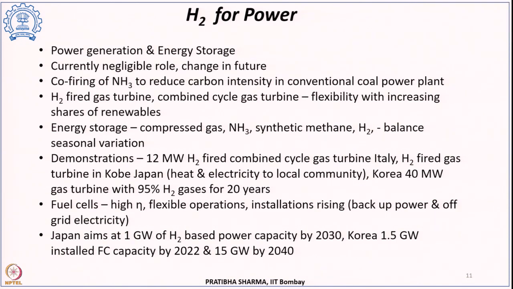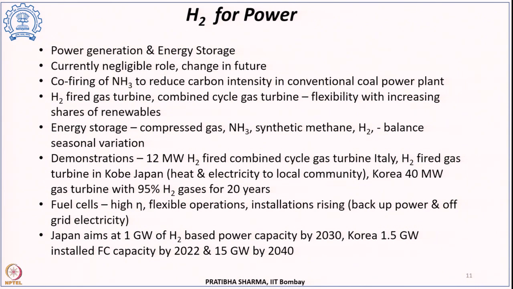Another major segment where hydrogen will find its way is power, both for power generation as well as energy storage. Currently, it has a negligible role in this sector, but it is predicted that there will be a change in the future. For power generation, the possibilities are co-firing of ammonia to reduce the carbon intensity in conventional coal power plants, as well as hydrogen-fired gas turbines and combined cycle gas turbines, and that will provide flexibility with the increasing share of renewables.